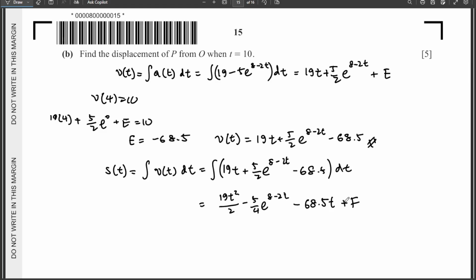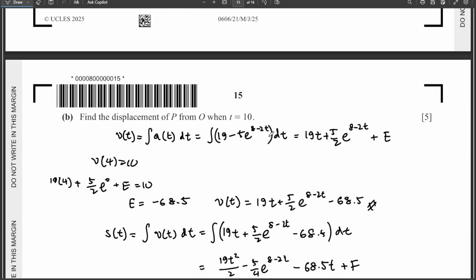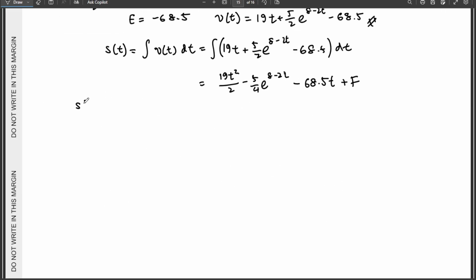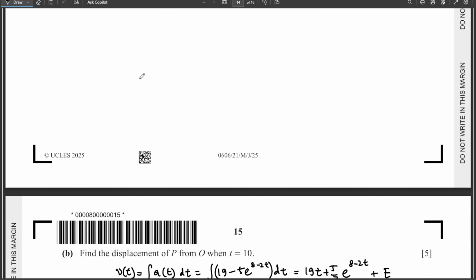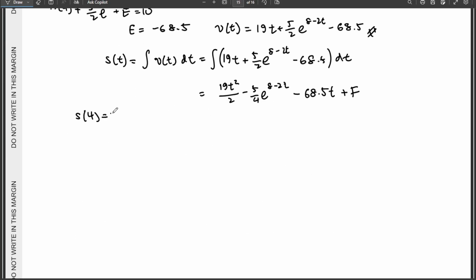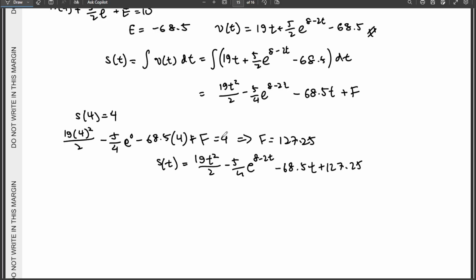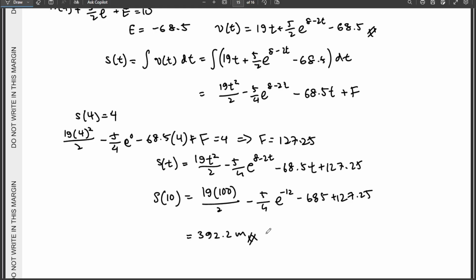Then another constant. As we found in part A, we know that displacement when time is 4 is 4 meters. So using this information, we solve again. Our final displacement equation will look like this, a bit messy, but that's the state it's in. We want to find when t equals 10, so just substitute the value again. Okay, and we got the final answer: displacement is 392.2 meters at 10 seconds.